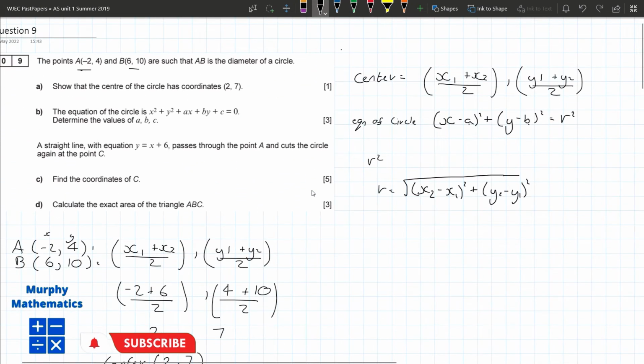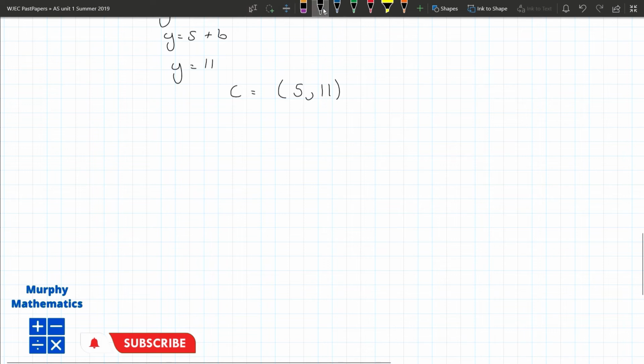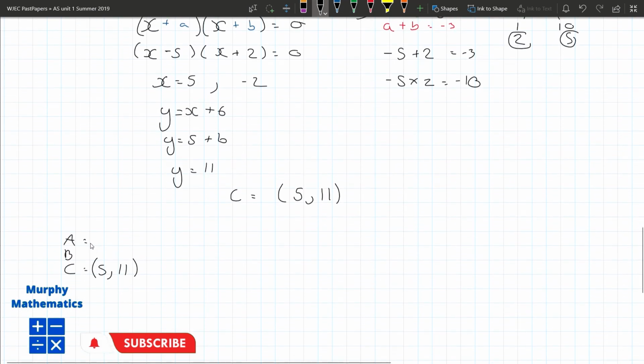Nice, and so we're just on to the last part, and we're told to calculate the exact area of triangle ABC. So we need points ABC. Okay, so I know C is 5, 11. I know A is minus 2, 4. B is 6, 10. Okay, so I'm going to draw out this graph, and let's see what it's saying.